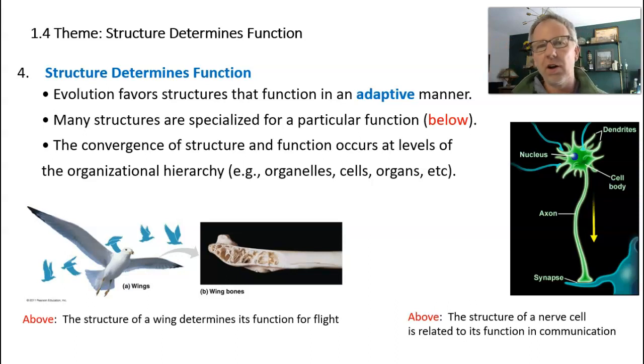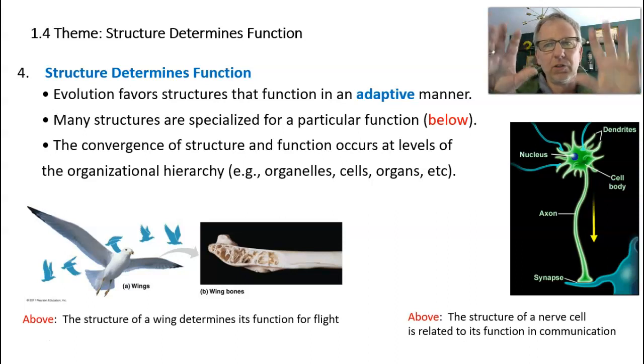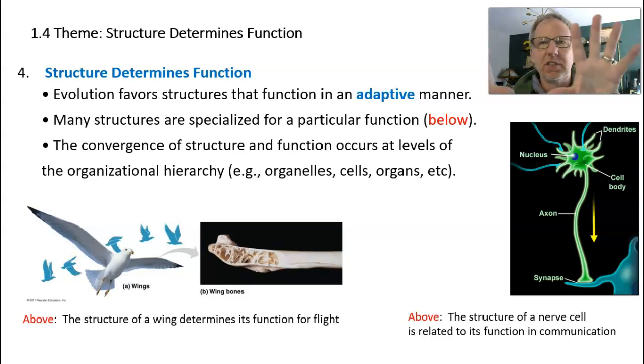We could go on and on with examples in the kitchen and the garage, examples with cars. Fast-moving cars have a different structure than a slow-moving car. Now we come back to evolution. It's such an important theme. Evolution favors structures that function in an adaptive manner. So come back to my grasping hands. Structure determines function. The structure of my hand, the bones and the muscles, determine that I'm able to grasp with it.